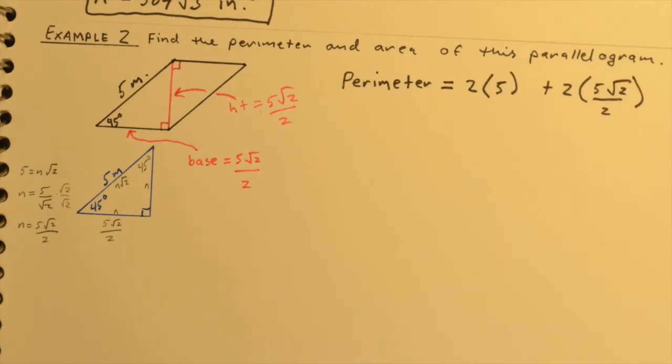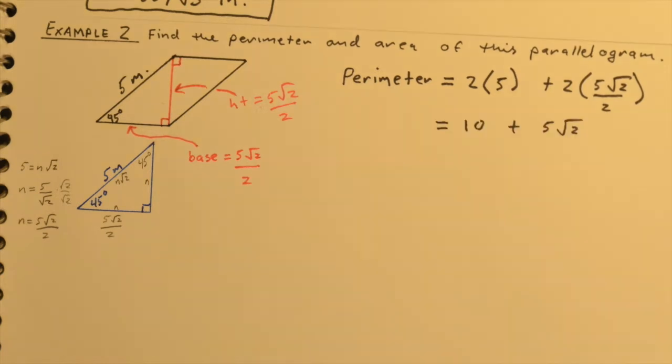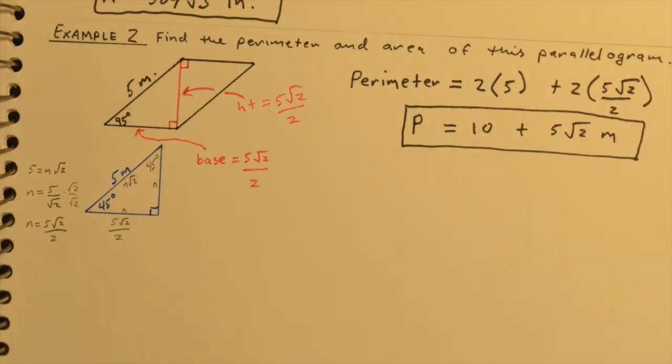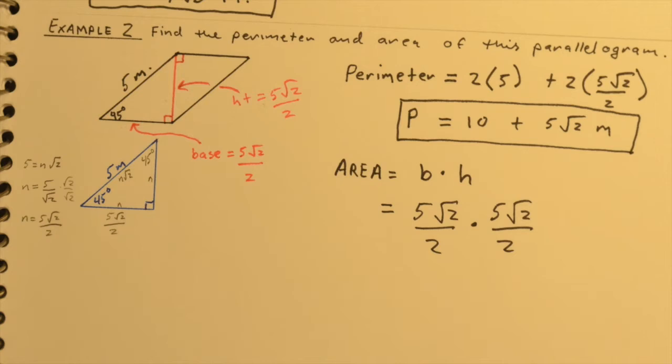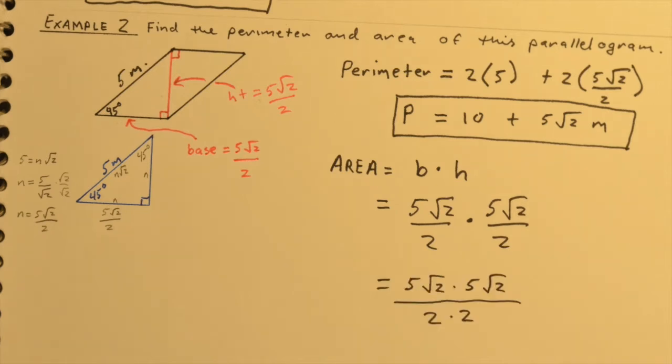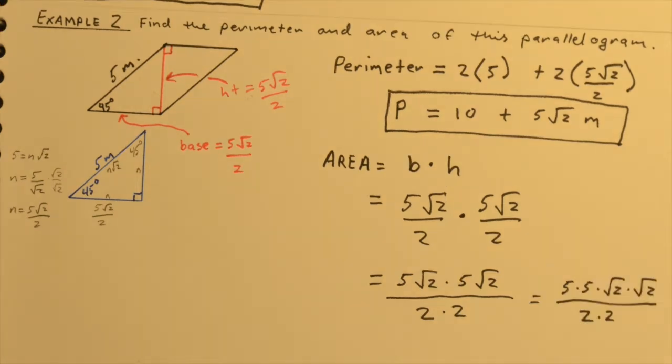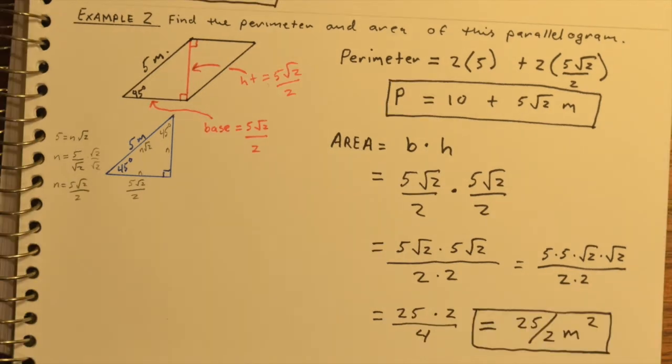And so the perimeter, two sides that are 5 and two sides that are 5 root 2 over 2, simplifies down to 10 plus 5 root 2. If I asked for an exact answer, I would leave it alone. You can't simplify that anymore. And then for area, again, is base times height, 5 root 2 over 2 times 5 root 2 over 2. Now remember, when you're multiplying fractions, you multiply the tops, you multiply the bottoms. And 5 root 2 times 5 root 2 is the same as 5 times 5 times root 2 times root 2. So we eventually get something like 25 over 2 square meters.